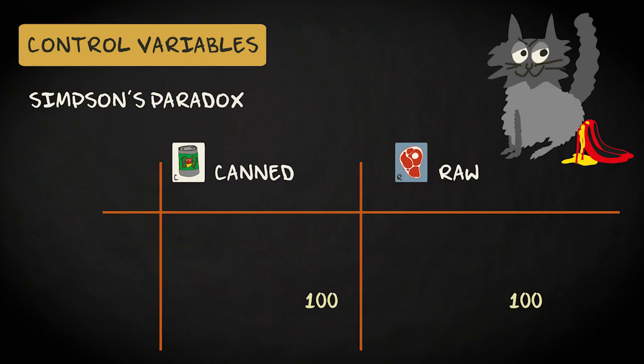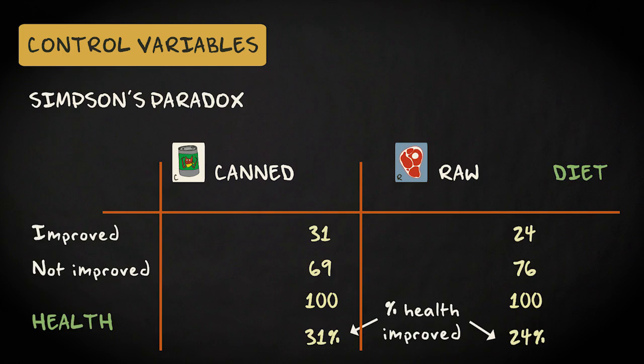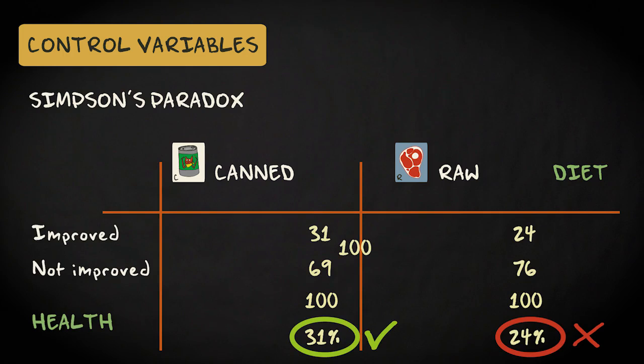Here's another example. Suppose we approach 200 owners of cats with urinary problems. 100 were diagnosed and prescribed a raw meat diet. 100 were diagnosed and prescribed special canned food. We assess if the cat's health improved after feeding the prescribed diet. Suppose we find that 24% of cats on a raw meat diet improved compared to 31% on a canned food diet. This would suggest advising canned food in the future.